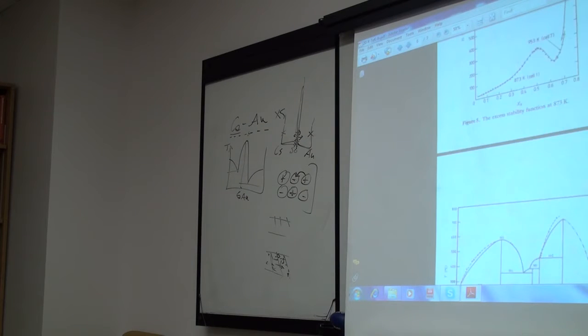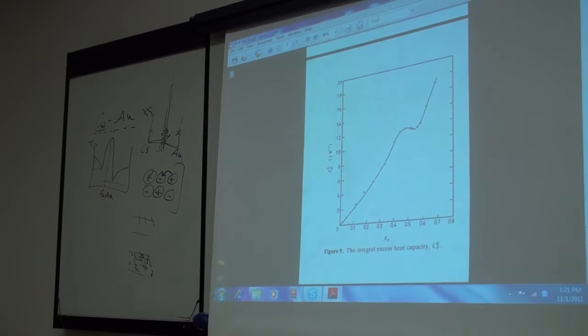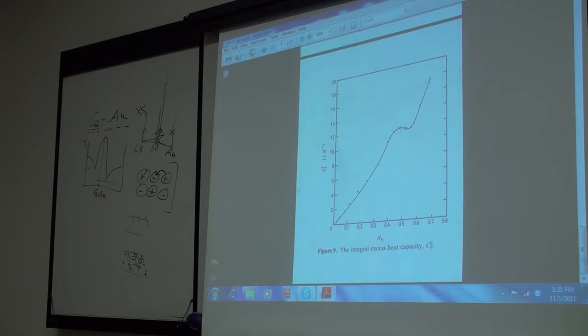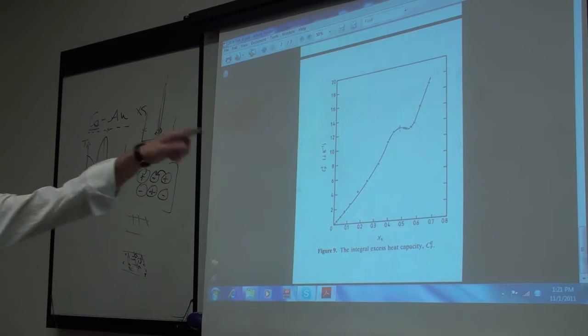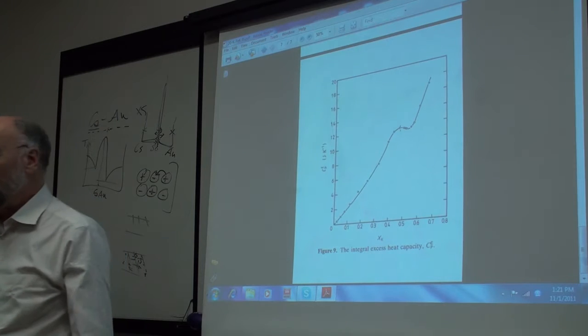One last thing, how do you explain this? This is the excess heat capacity. I do believe this is potassium tellurium, and this is where your peak is at 50%. So this is liquid potassium tellurium, and this is the excess heat capacity, the deviation from the Neumann-Kopp additivity rule. So you have an excess heat capacity which is maximum around the ordering composition. The excess heat capacity has this peak, and the peak is at the same point as you have the ordering.